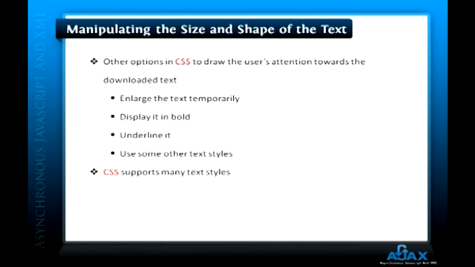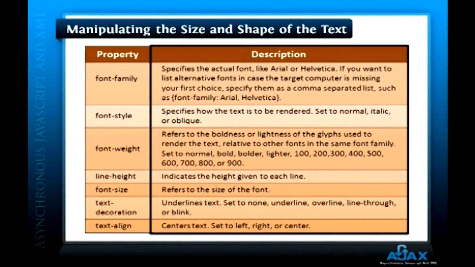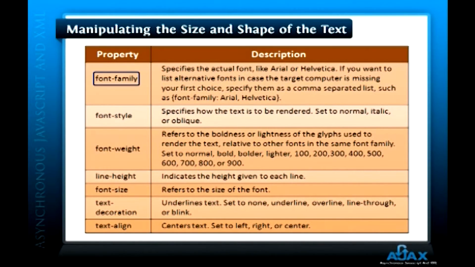Let's see a few important text styles in CSS. See, these are the different text style properties, and here is its description. Let's see our first style property. This font family property is used to specify the type of font which we would like to use. Say, for example, Arial, Calibri, etc. This font style property is used to specify how the text is rendered. Similarly, all these properties have its own speciality, so we can make use of them. The only thing we need is we should be aware of all the style properties.